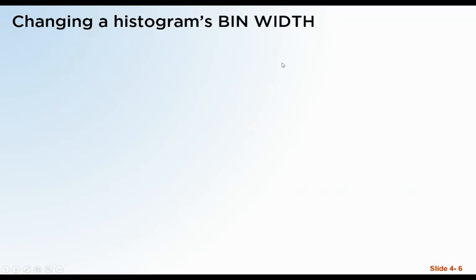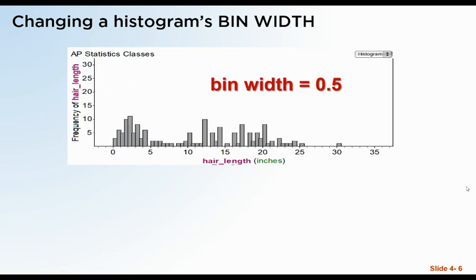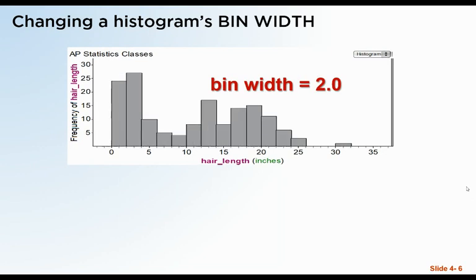Changing the histogram's bin width, we can certainly do that. Here's a dot plot for hair lengths. We can take that dot plot for hair lengths and change it into a histogram. Here the bin width is half of an inch. Then we go up to an inch, and you can see it smooths out a little bit. We don't have as many gaps, so maybe this graph is a little bit easier to look at. We can increase it to 2 inches. That's maybe better, but we're starting to lose that specificity that we talked about.